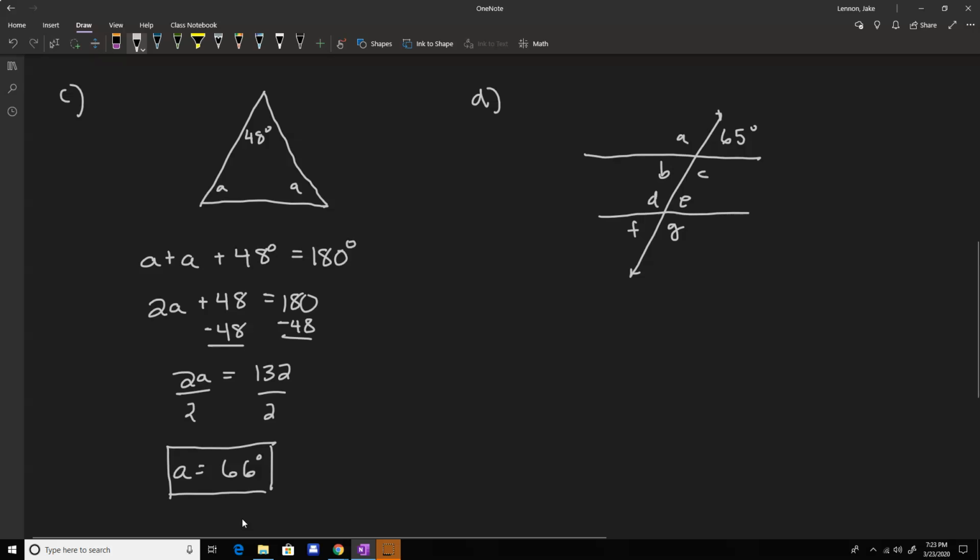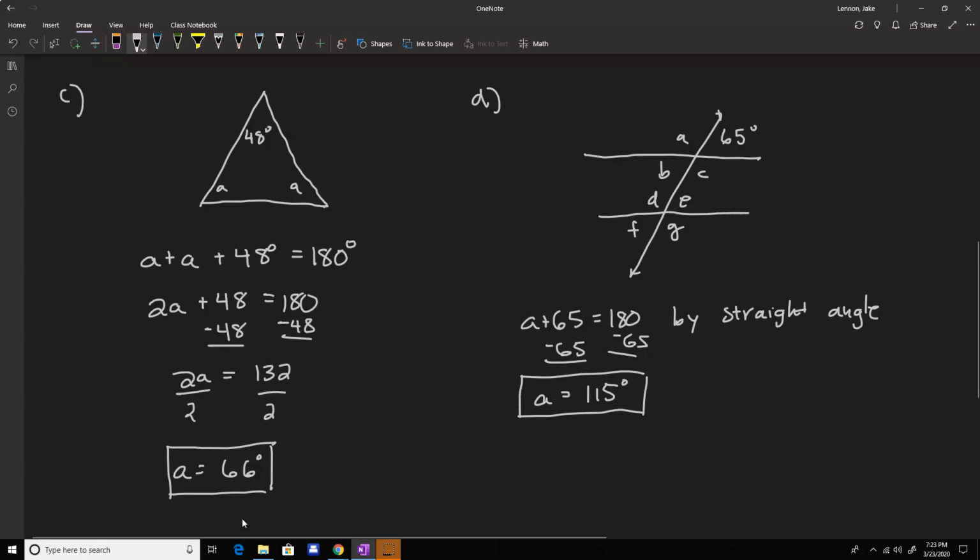Well, the first one, let's figure out A. So we know A plus 65 has to equal 180 by the straight angle measurement. So subtract 65 on both sides, and we get A is equal to 115. Okay, so now we have the top two angles. So basically, we can figure out D and E from corresponding angles. So angle D corresponds to angle A. Angle E corresponds to 65.